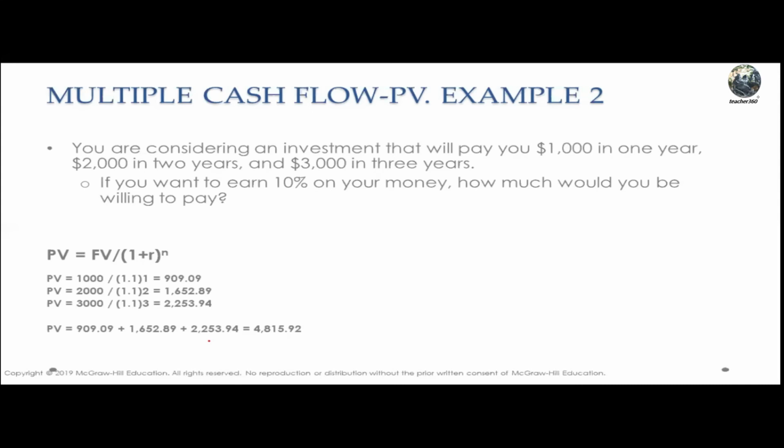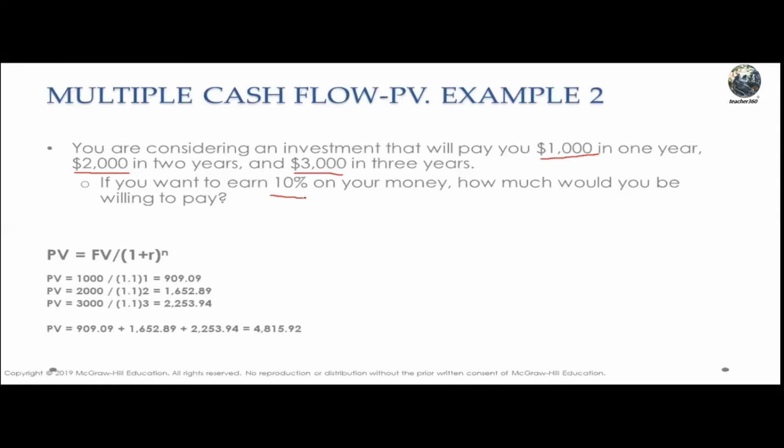So at year 1, you will receive $1,000. At year 2, you will receive $2,000. At year 3, you will receive $3,000 from your investment. And you will earn 10% on your money. So how much do you want to invest? That means you have to find out the present value of these future outcomes.